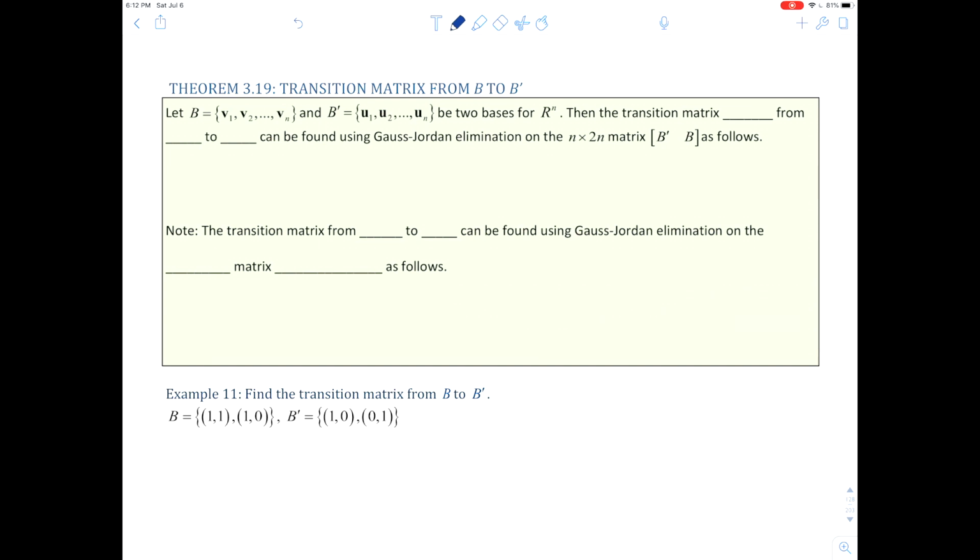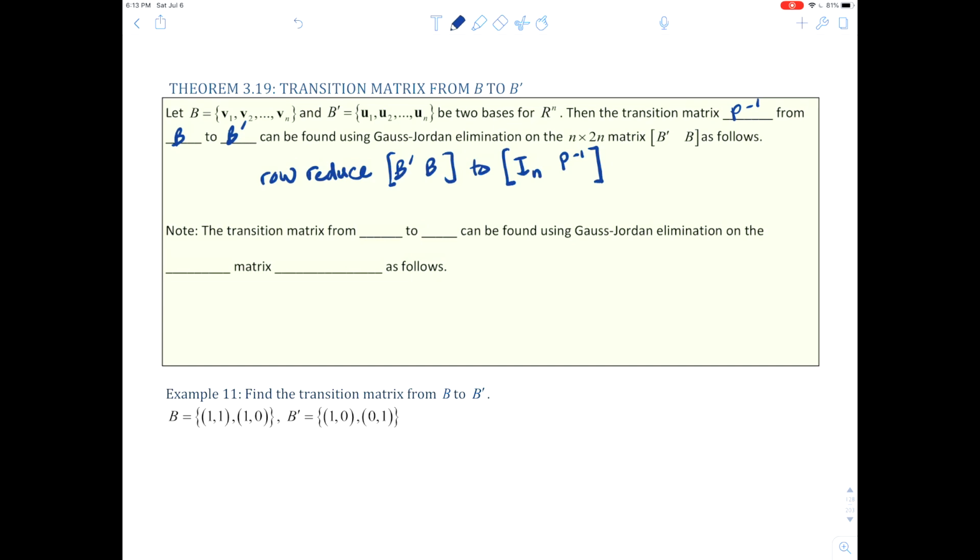So let B equal to V1, V2 down to Vn, and B prime equal to U1, U2 down to Un, be two bases for Rn. Then the transition matrix P inverse from B to B prime can be found using Gauss-Jordan elimination on the n by 2n matrix B prime B as follows. You row reduce the matrix B prime B to In, and then what will happen on the other side is you'll have P inverse.